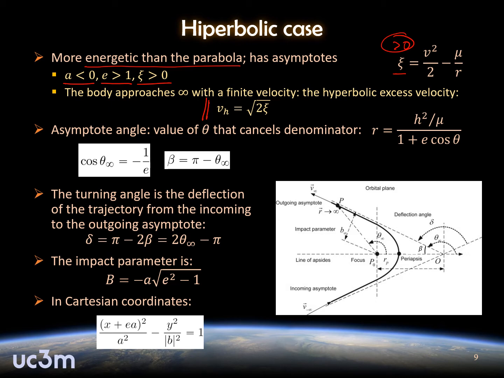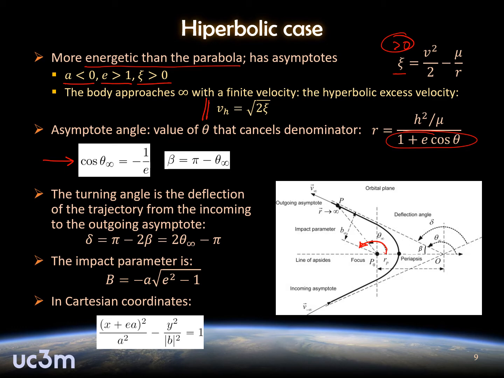In a hyperbola, we have asymptotes, which is something that a parabola doesn't have, and there is a very simple way to compute the angle of these asymptotes. If you use the equation of the trajectory, you can take a look at the denominator and take the condition that the denominator goes to 0. That is what makes r go to infinity. From there, you immediately find the value of the true anomaly for which the asymptotes take place. And actually, that is this angle here.